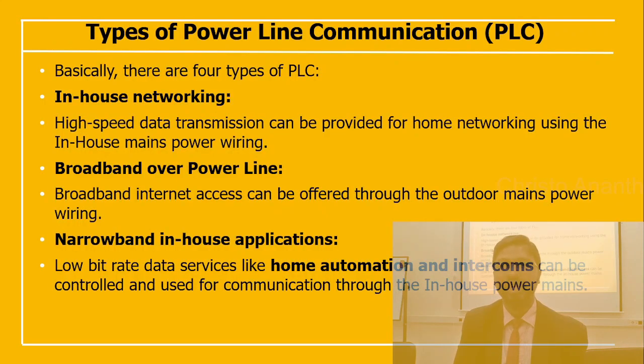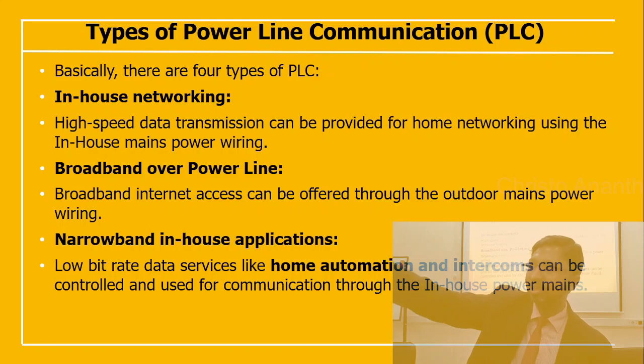Okay, so we'll have the 4 types of PLC: power line communication, in-house networking. Here high speed data transmission can be provided for home networking using the in-house mains power wiring. Then you have broadband over the power line. So broadband internet access, maybe through the outdoor mains power wiring, you can offer them. For example, broadband you will have in your room, and maybe in another room you want to enjoy it, you can connect.